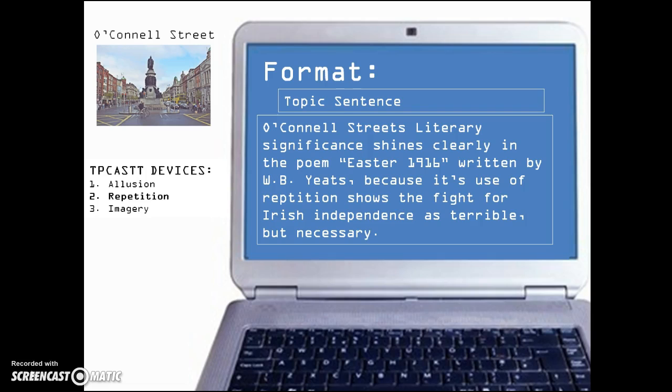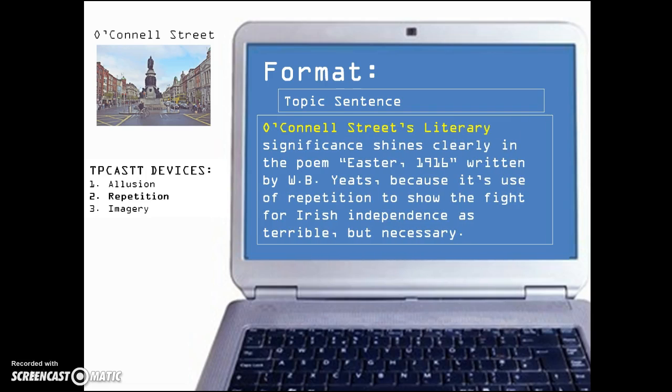Now, what you should notice about the topic sentence is the following. First, it mentions O'Connell Street and literary. Therefore, in your topic sentence, you want to mention the location that you're talking about, and you also want to talk about the literary perspective. Next, you want to make sure that you talk about the author and the name of the poem. Then comes the device of repetition, and you also want to say the purpose of the poem. So these 5 things should all occur in your topic sentence.